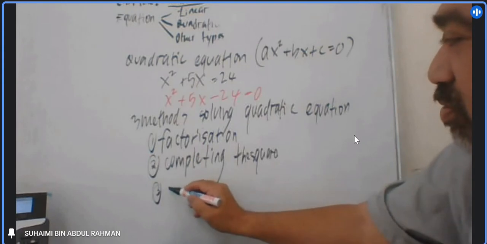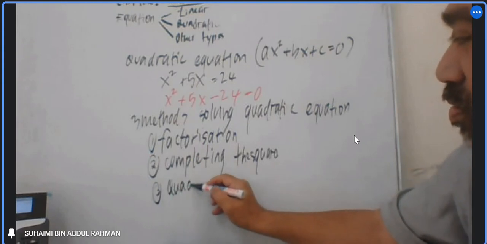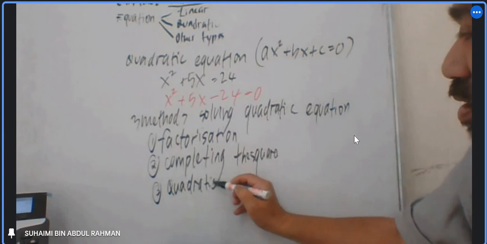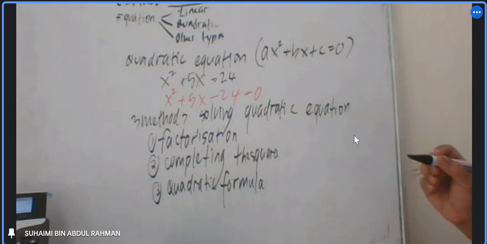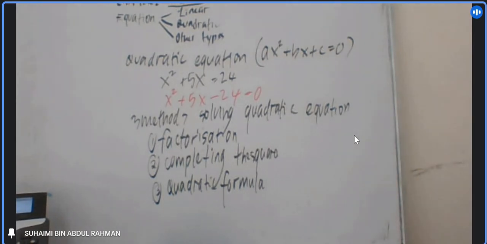3 by using quadratic formula. So three ways or three methods of solving quadratic equations. Either we can solve it by using factorizations, or we can solve it by using completing the square, or we can solve it using quadratic formula.